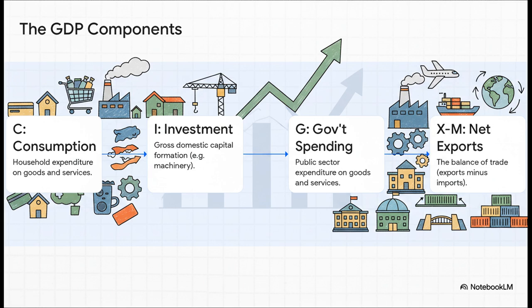Next is G for government spending. Pretty straightforward, right? This is everything the government spends on, like building roads, schools, and paying soldiers. And last but not least, you've got this little part, X minus M, which is net exports. That's just a fancy way of saying we take everything we sell to other countries and subtract everything we buy from them.